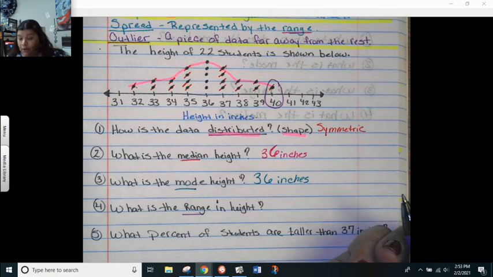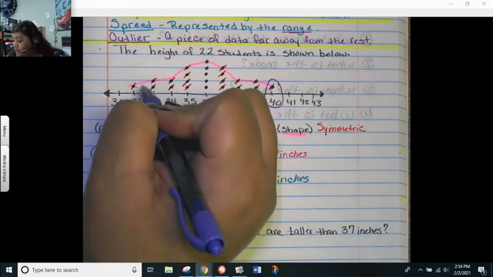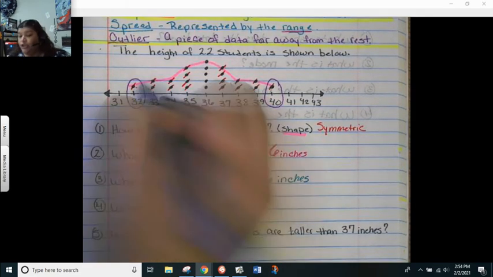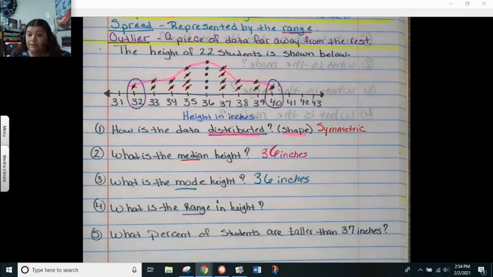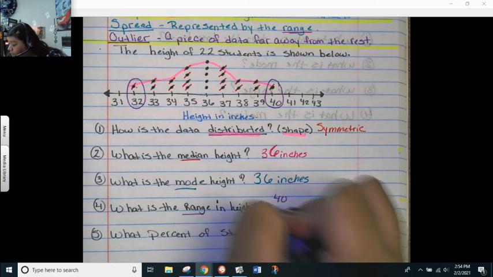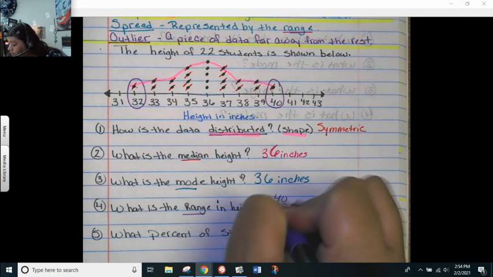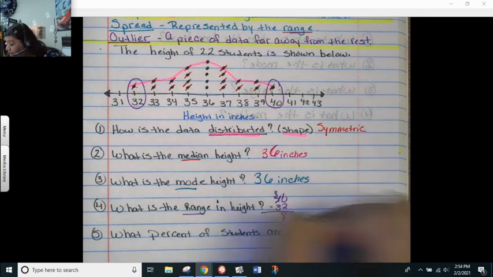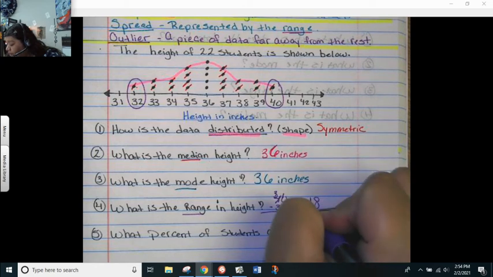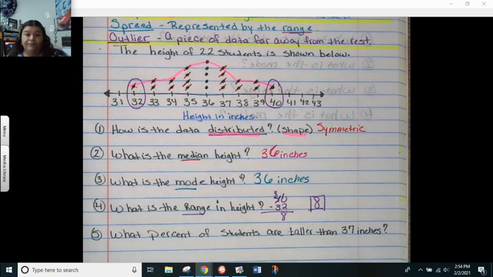My lowest number with a dot above it is 32. That's what I'm going to subtract. So 40 minus 32 is 8. My range is 8, or the spread. They can call it range or they can call it spread. All right? And now the last one.